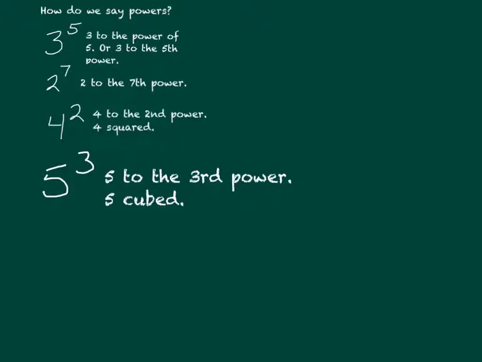So anytime you see an exponent of 2, you can say squared. And anytime you see the exponent of 3, you can say cubed. All other exponents are said as to the nth power. So like if it was a 10, it would be 10th, 8th, 12th, and so on and so forth.